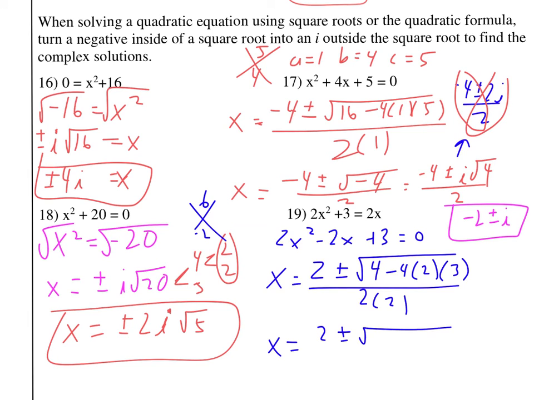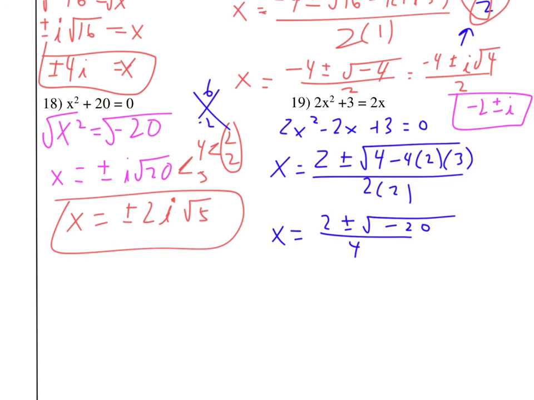So we get 2 plus or minus the square root of, let's see, what is this? 4 minus 24, is that? Yep, it is. 4 minus 24 would be -20 again, over 4. Now, I actually already broke down radical -20 over here, so I'm going to copy my work, and I know that that's going to turn into 2i rad 5. It already has the plus or minus in front from the quadratic formula.